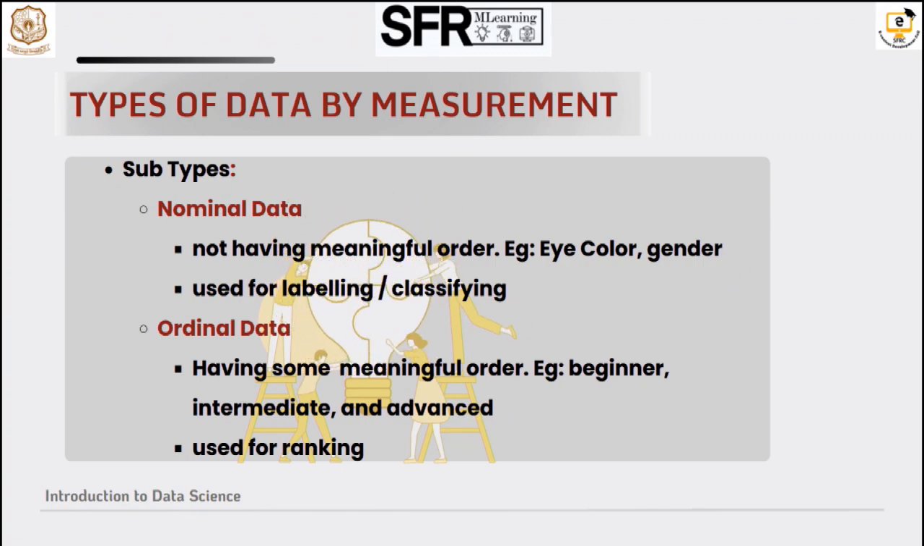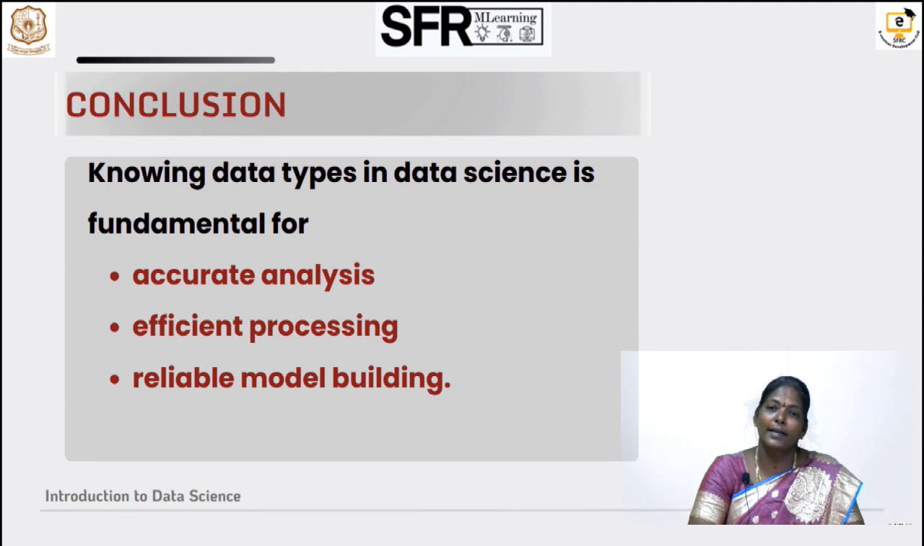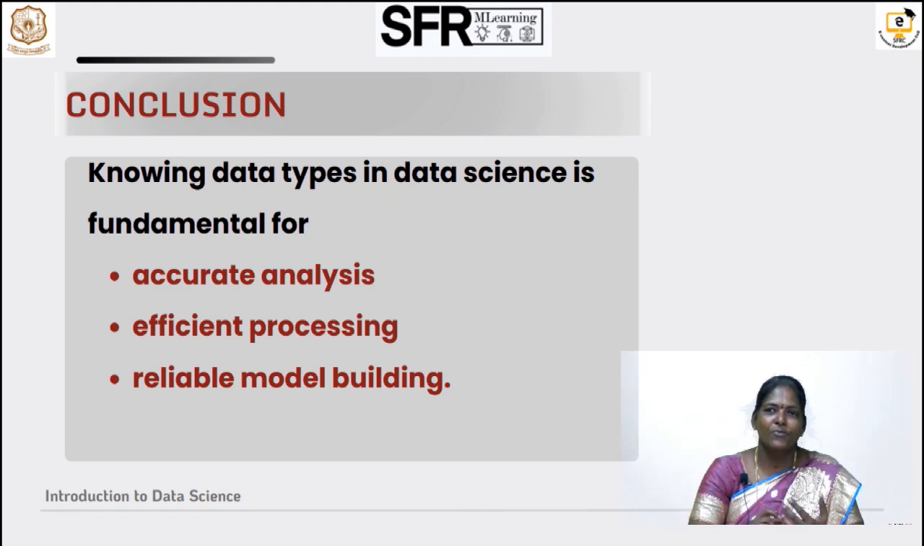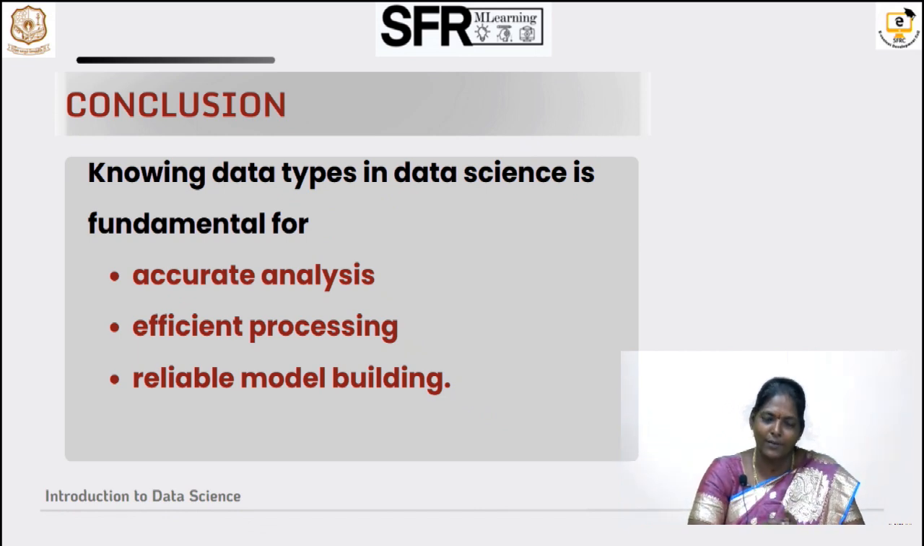Okay, so the conclusion is that knowing different types of data in data science is very useful for three purposes. One is we can accurately analyze the data, so that we get the insights properly. Another one is efficient processing of the data. The final one is that we have to use some model for prediction purposes, isn't it? Then we can choose a reliable model for our data. That's why it's necessary to know what type of data we are going to handle.